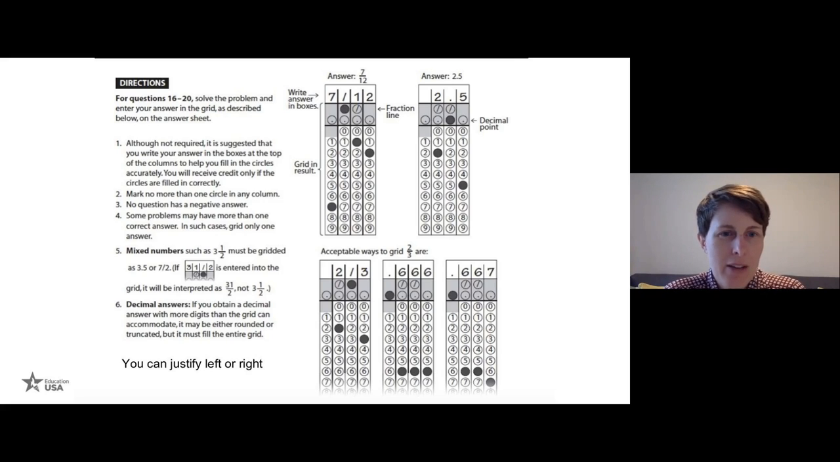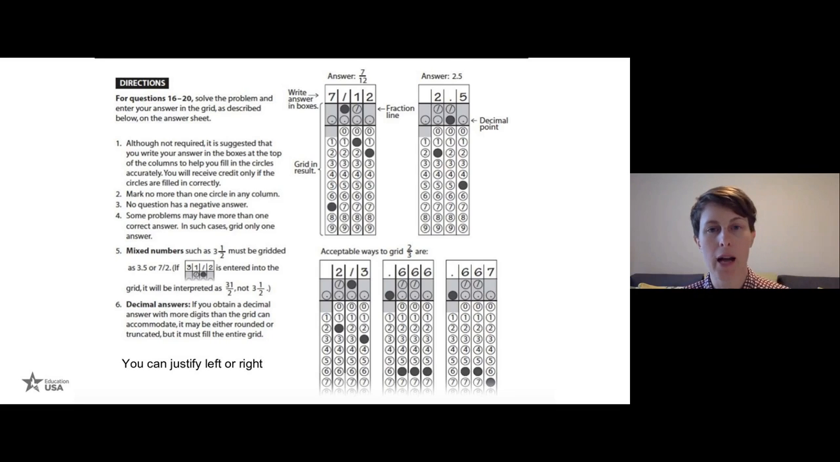Mixed numbers such as 3 and 1/2 must be gridded as 3.5 or 7/2, right? So if you were to put in 3, 1, then the dash and the 2, what you would have is 31/2, and that would be an incorrect answer. So you do need to make sure that you do that properly. And then with decimal answers, as it's showing here, there are multiple acceptable ways. Like 2/3 is also correct as 0.666 and 0.667. So your final number doesn't necessarily need to be rounded, or truncated.